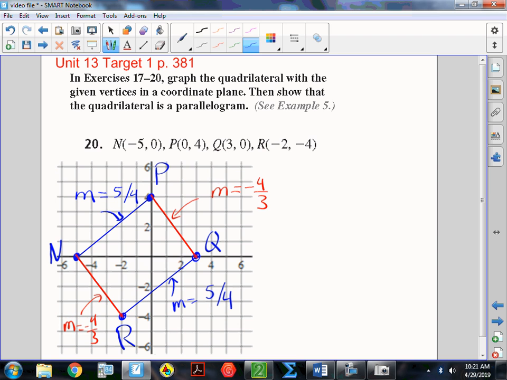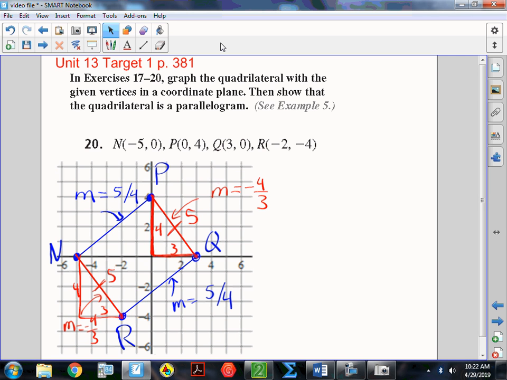The other way to do it is to show that one set, I'm going to use the red set, is both parallel and congruent. And the way that I could find the length of PQ and the length of NR, or that distance, is to use the Pythagorean theorem. And we already used the numbers for slope, so 3, 4, using the Pythagorean theorem would make the hypotenuse 5. Same thing for the other one, a 3 and a 4. The Pythagorean theorem would make the opposite side 5. So I'd have one pair of opposite sides that is parallel and congruent.